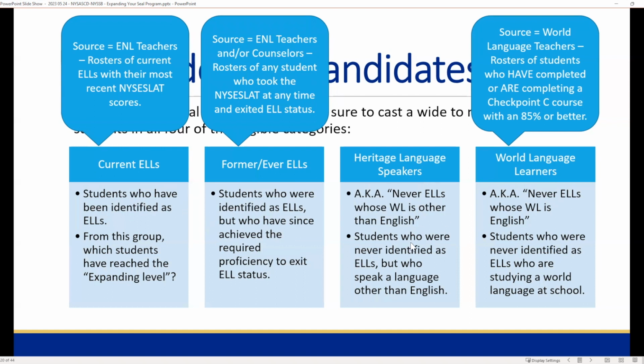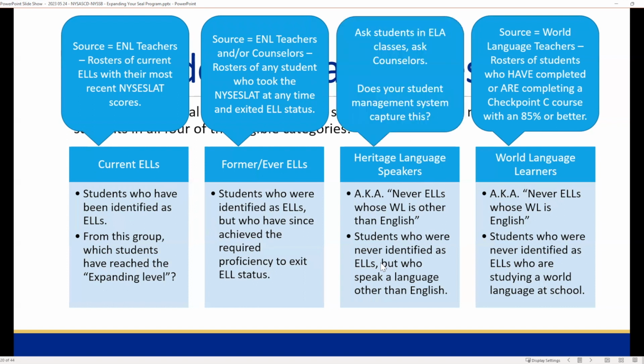This last group is really the challenge, your heritage language speakers. So basically, we have your ELA teachers ask students in their classes. And I choose ELA because they have everybody. You can also ask the counselors. We're looking for students who are never identified as ELs, but who happen to speak a language other than English.